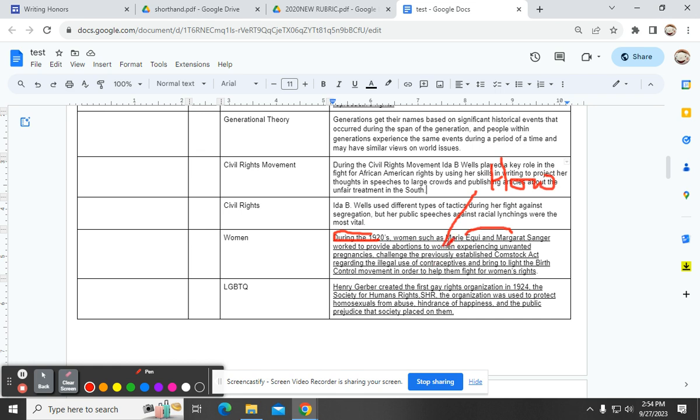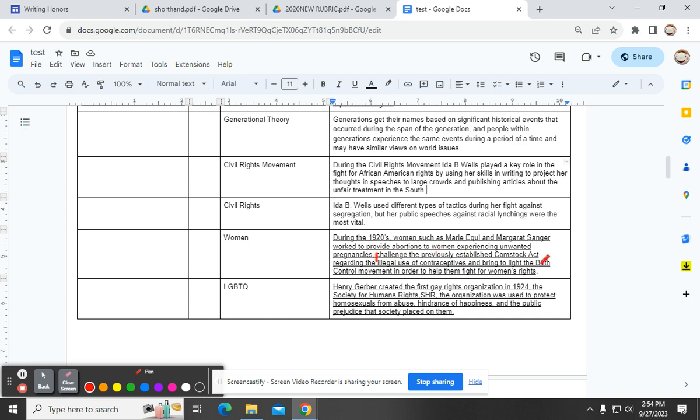But the problem is that's one essay right here. This would count as one. Margaret Sanger worked to provide abortions to women experiencing unwanted pregnancies. Okay, I guess this works, that kind of counts. These would be the women, but maybe you can end here, because then it's getting confusing.